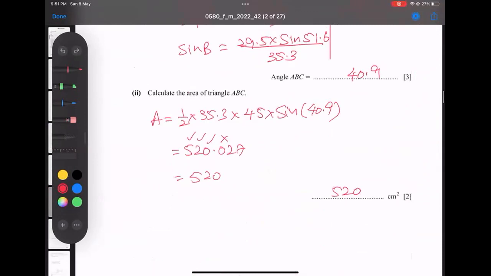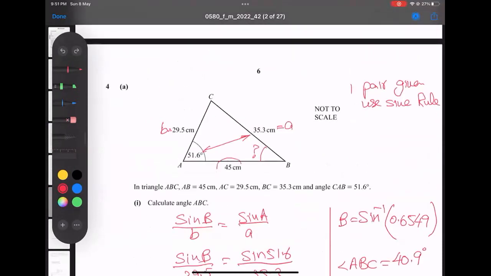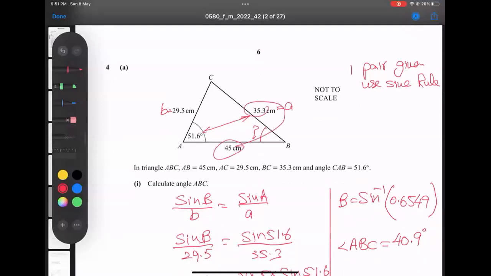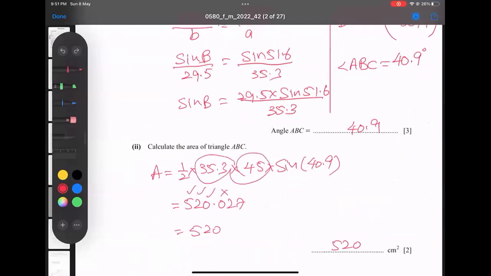And similarly, area of triangle, how to get the area of triangle? Either use this side and the middle angle, or use this side or this side and this middle angle B. I use 45 and 35.3 and the middle angle capital B. You can see 35.3, 45 and the middle angle. I hope the point is very clear.